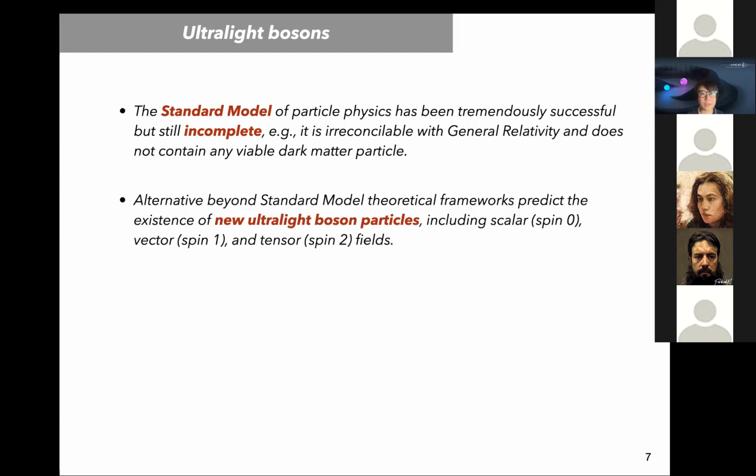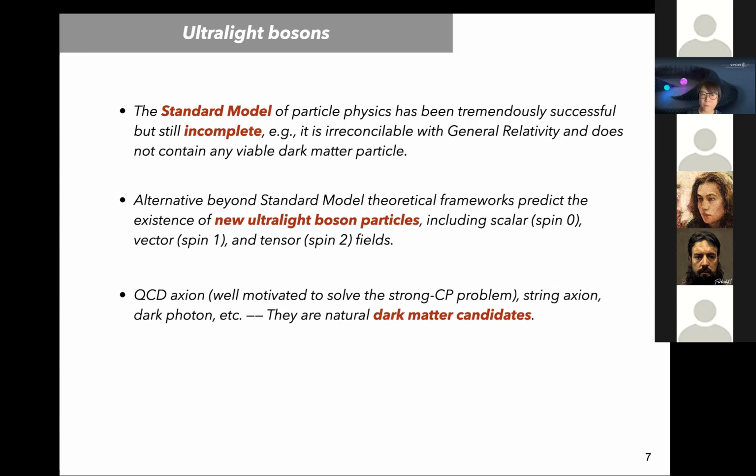There are alternative theories predicting the existence of new particles, including scalar, vector, and tensor fields. There are a few examples here, like the QCD axion is one well-motivated particle to solve the strong CP problem, as you know. There are other examples like a string axion, dark photon, etc.